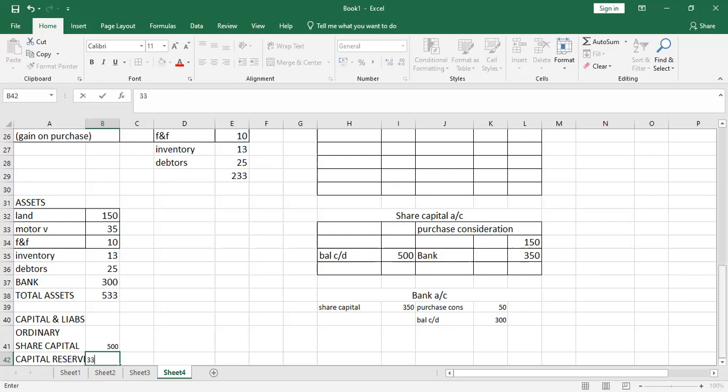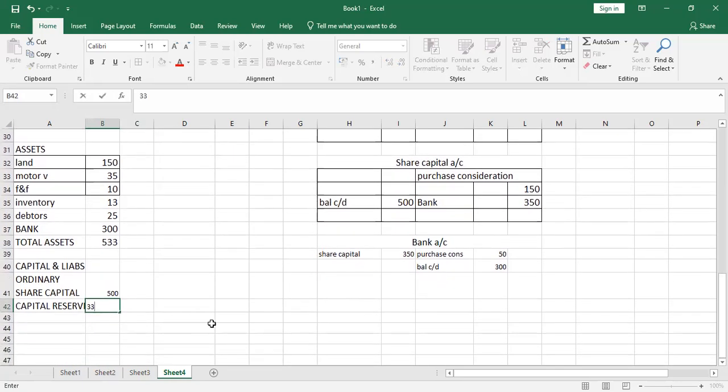And now you can see that my balance sheet will balance, and my balancing figure becomes again 533. Friends, you can ask questions.